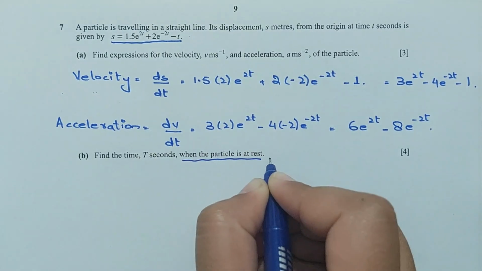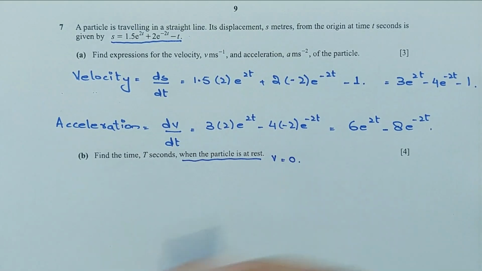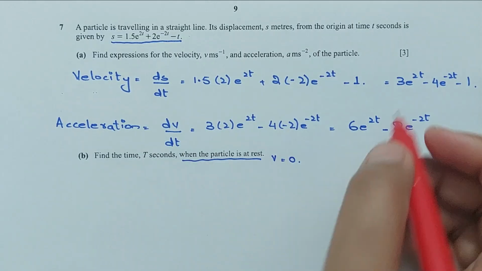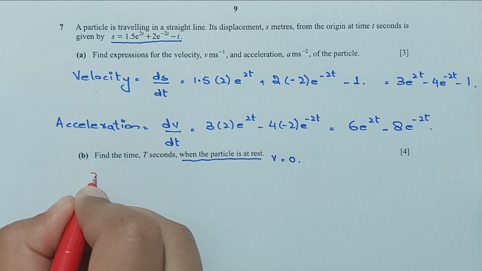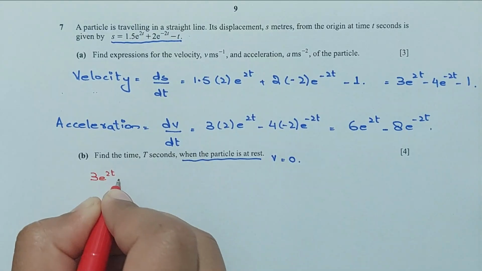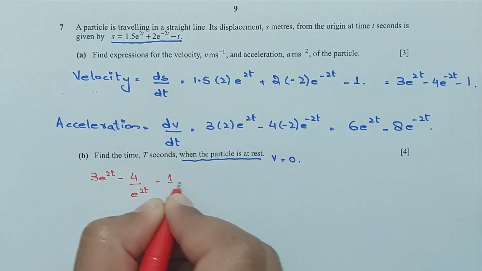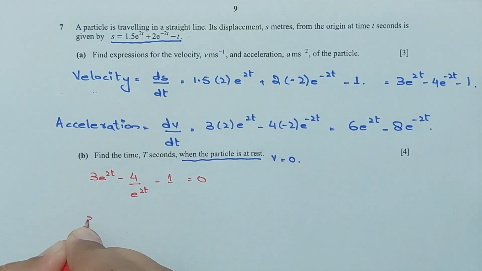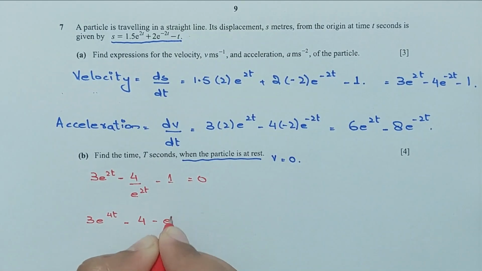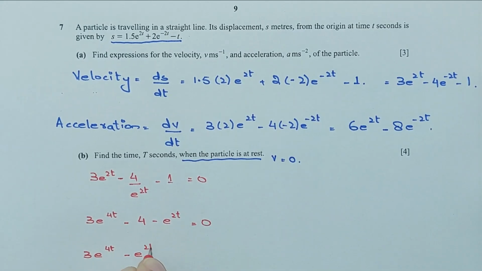When the particle is at rest, it means its velocity equals 0. Right, we have to put velocity equals to 0. This is the velocity, which is 3 e power 2t minus 4 over e power 2t minus 1. This is equal to 0. So here we have 3 e power 4t minus 4 minus e power 2t equals 0. Or we can say 3 e power 4t minus e power 2t minus 4 equals 0.